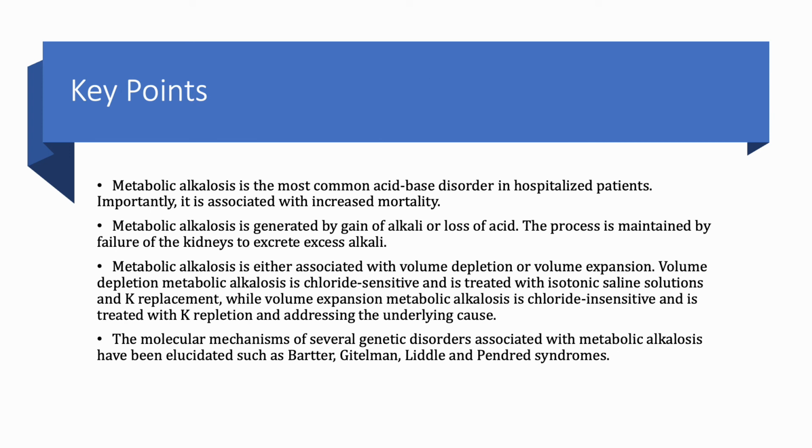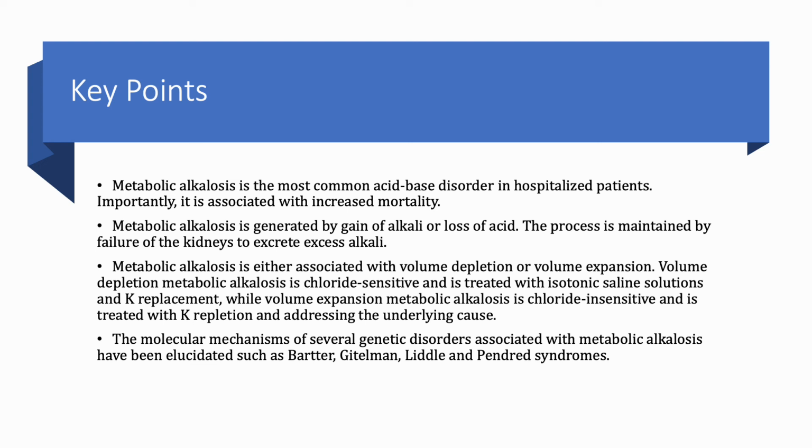Now, we reached the end of this chapter. Let's talk about the key points. Metabolic alkalosis is the most common acid-base disorder in hospitalized patients, especially in a surgical critical care unit. The higher the pH, the higher the mortality. How do we get metabolic alkalosis? You need to gain alkali or lose acid, and then the kidneys should fail to excrete that excess alkali. So you need a generation phase and then a maintenance phase.